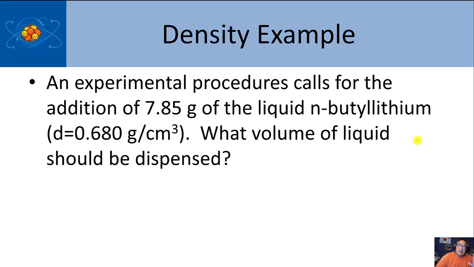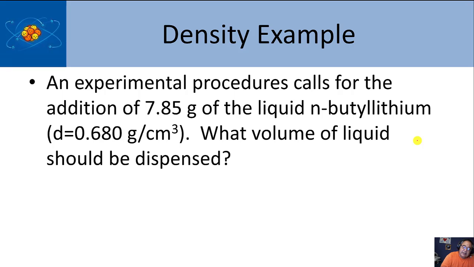But let's say there's an experimental procedure, and it calls for 7.85 grams of liquid n-butyl lithium. And it gives the density. What volume of liquid should be dispensed? Again, it catches on fire in air, so you can't actually weigh it on a balance. So what we typically do is measure its volume and then inject it into a reaction vessel without any air in it.